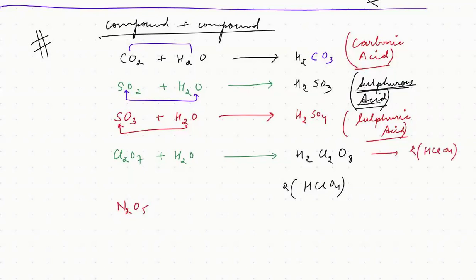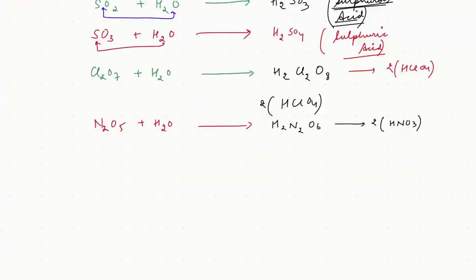So when you say N2O5 plus water, what would that be? Tell me. You would have H2N2O6. So what is going to happen? You're going to take 2 common, and that shall be HNO3. Got the point? Yes.